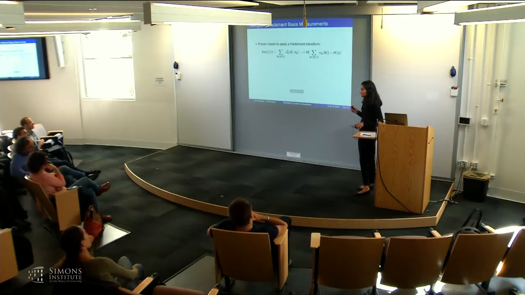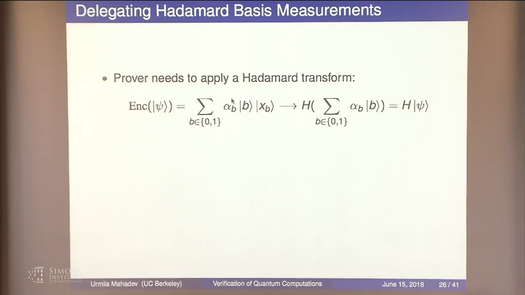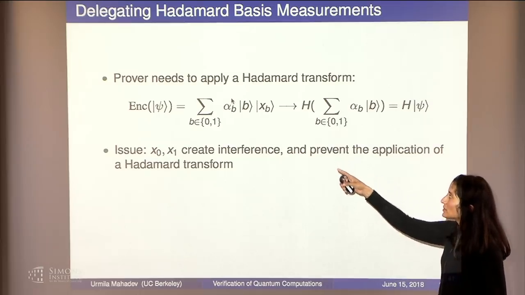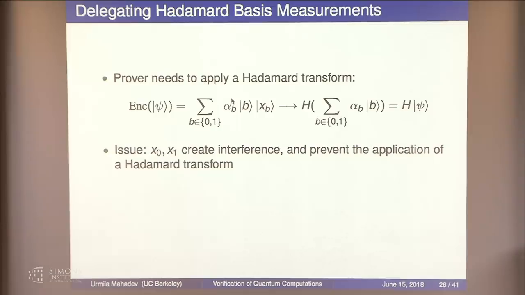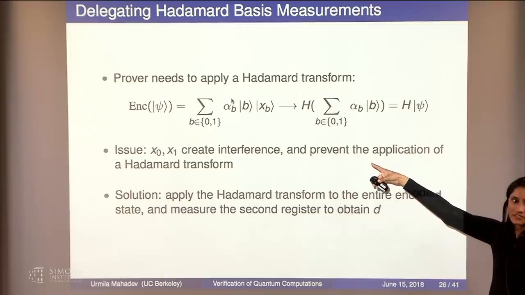Now, how do you delegate Hadamard basis measurements? The goal here is that the prover should be able to apply a Hadamard transform to his state and measure it, because that's what the verifier wants to see. He wants to see the Hadamard measurement of the state. The problem is that due to the encoding, there's now interference. So when you have x0 and x1, it's hard to perform a Hadamard transform. The solution is to get rid of the interference. By create interference, you mean they prevent interference? They prevent interference, yes, sorry. Exactly. So x0 and x1 prevent interference, and the solution is to apply the Hadamard transform to the entire state and measure the second register, which gets rid of this issue.